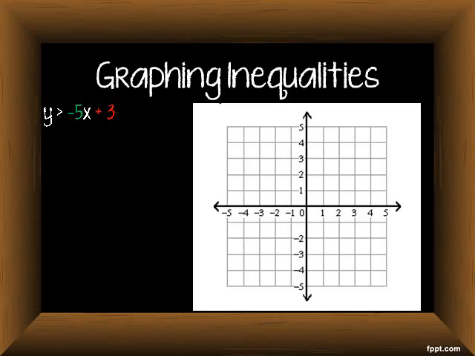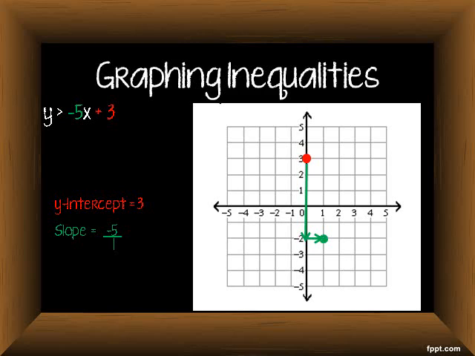Write down y is greater than negative 5x plus 3. And keep in mind, this is not greater than or equal to, it's just greater than, so it's going to look a little different. But we are going to start by finding our y-intercept, which is 3, and plotting the point 0, 3 on the graph, and then finding our slope, which is negative 5 over 1, which means we're going to travel down 5 units, and we're going to travel to the right 1 unit to plot our next point.